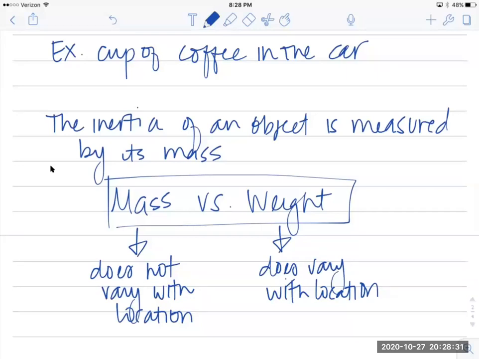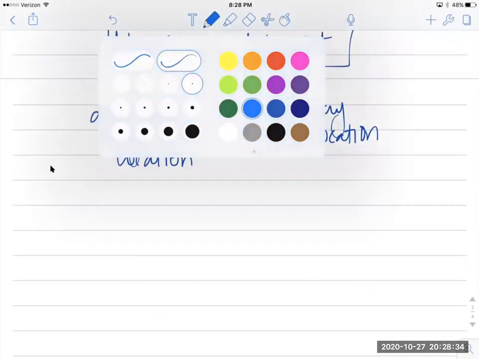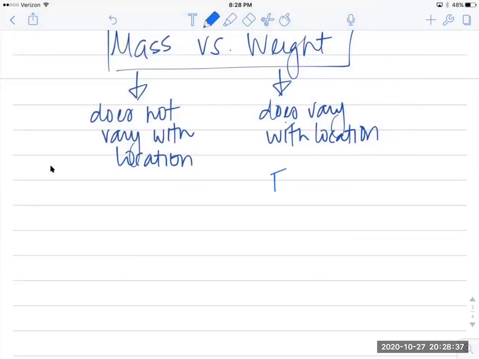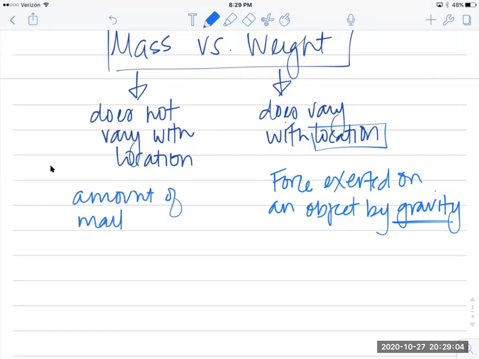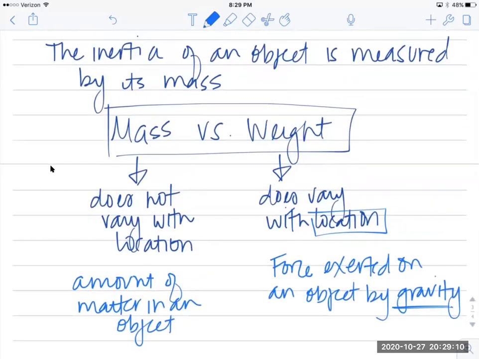I can give a more scientific definition here. The weight is basically the force exerted on an object by gravity. That's why it varies with location, because it's based on gravity. Mass is just the amount of matter in an object.